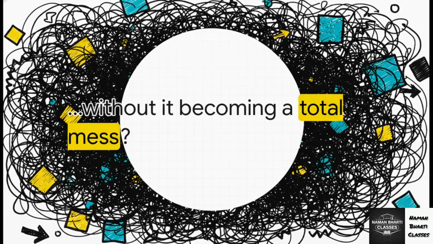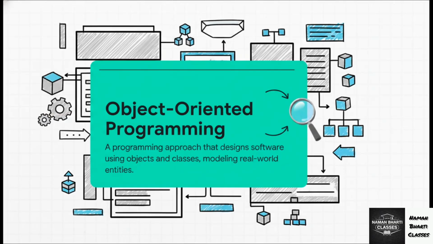And yeah, that's the real question, isn't it? How do you manage all that complexity so it doesn't just collapse into a tangled, chaotic mess of code? Well, the answer lies in a really brilliant way of thinking about software design. And that approach is called object-oriented programming, or OOP for short.